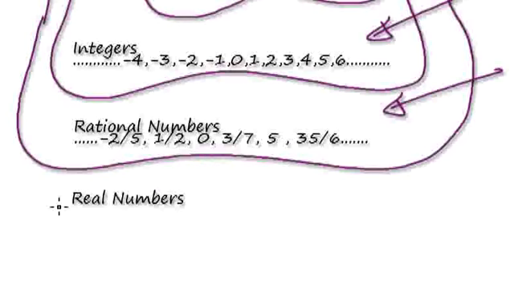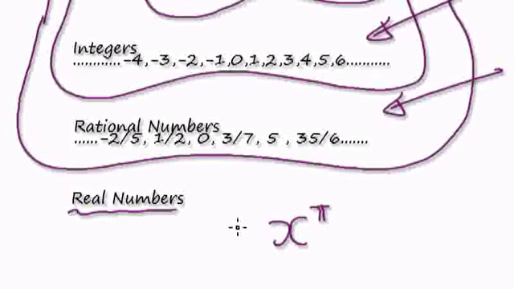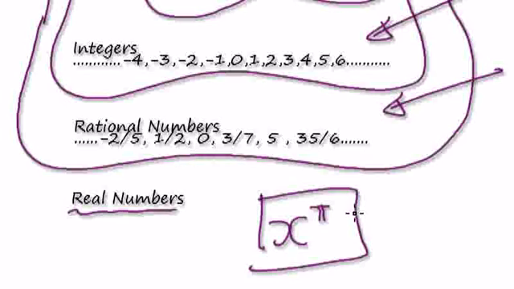Our next step is, will it work for all real numbers? So for example, suppose you have x to the power of, let's say, pi. Now pi, you cannot express it as a fraction. It goes on and on forever. So will we still be able to use the power rule for x to the power of pi?